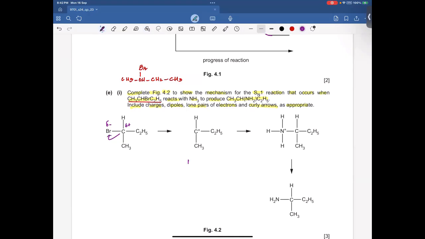And as a result, you will get a carbocation with bromide ions. And this one has a positive charge with one hydrogen, which means it is a secondary carbocation.